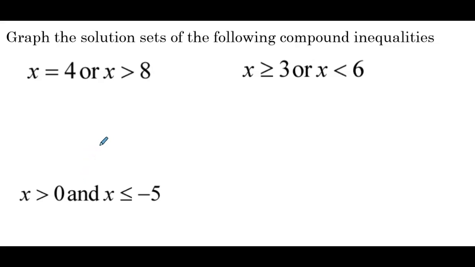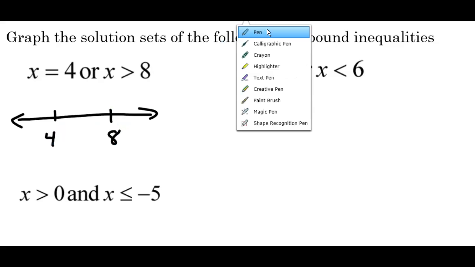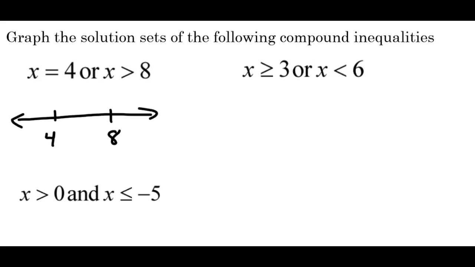Graph the solution sets of the following compound inequalities. So x equals 4 or x is greater than 8. Well, kind of weird because we have equals here, but I think we'll be able to handle that without an issue. So we have 4 and we have 8. So again, we'll take the highlighter. So x equals 4, so that's going to be a point right above 4, and that's it. There's no shading, only that single point is part of the solution set.